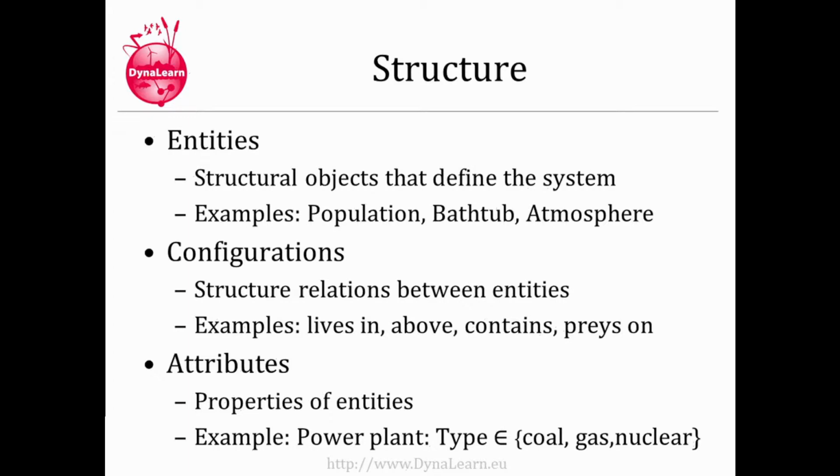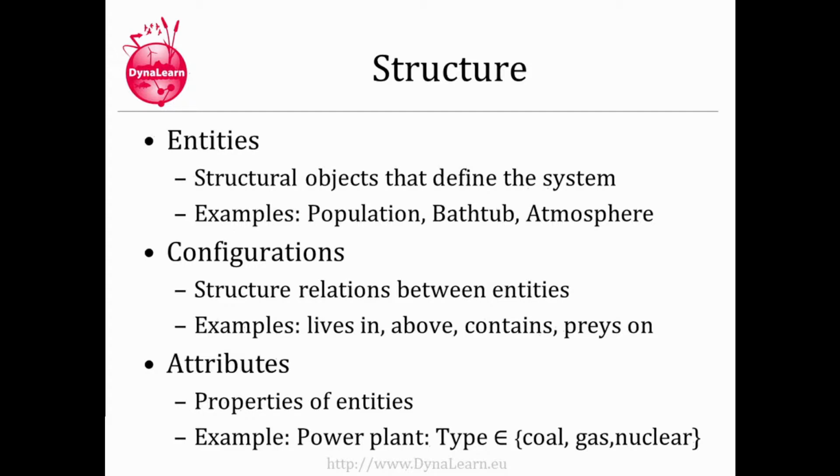Examples of configurations are lives in, such as the bear population lives in the forest, above, such as the faucet is above the bathtub, contains, as in the bathtub contains water, and preys on, as in the bear population preys on the salmon population. Finally, attributes represent the properties of entities. For example, a power plant can be of a particular type, such as coal, gas, or nuclear.